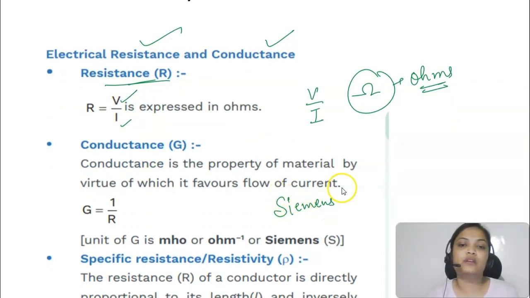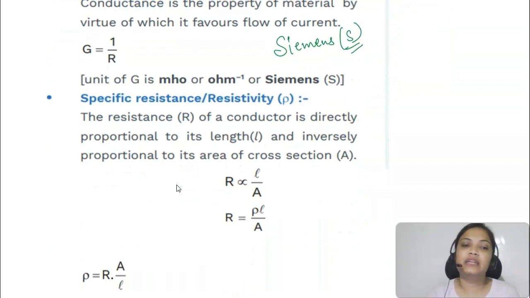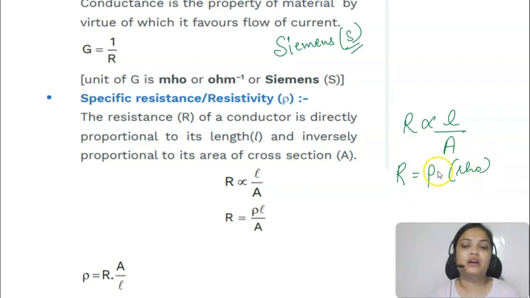This is usually the unit which we use for conductance. Now you know, students, that resistance is directly proportional to the length of the conductor and inversely proportional to the area of cross section. If I remove the proportionality sign, we get rho, a Greek symbol. So here, R = rho L upon A.